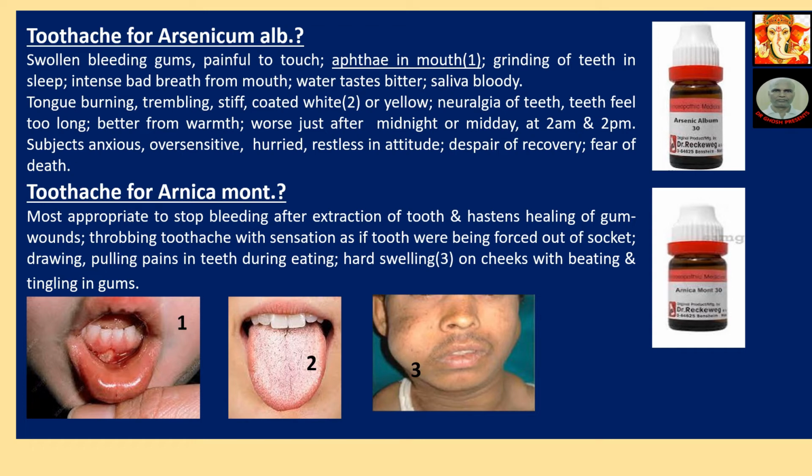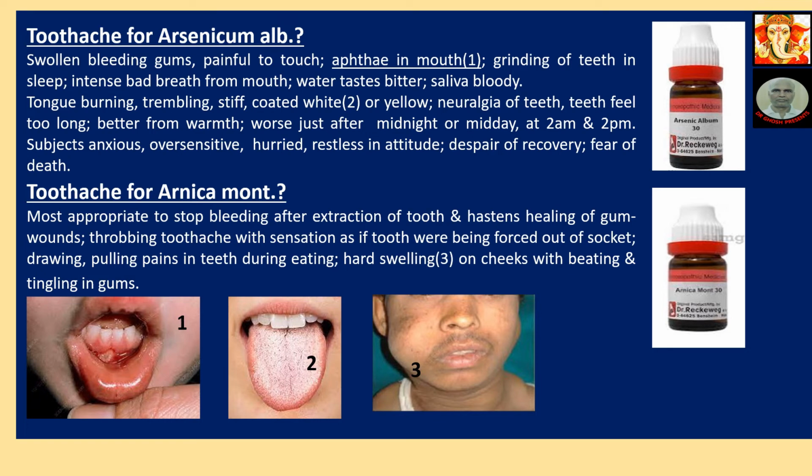Subjects anxious, oversensitive, hurried, restless in attitude, despair of recovery, fear of death. These are symptoms covered by Arsenicum album. Toothache from Arnica montana, most appropriate to stop bleeding after extraction of tooth and hastens healing of gum wounds. This is something a bit different. Your tooth has been extracted, bleeding is not stopped naturally or with other medicines. You can take Arnica montana. Arnica montana is very effective to stop bleeding.